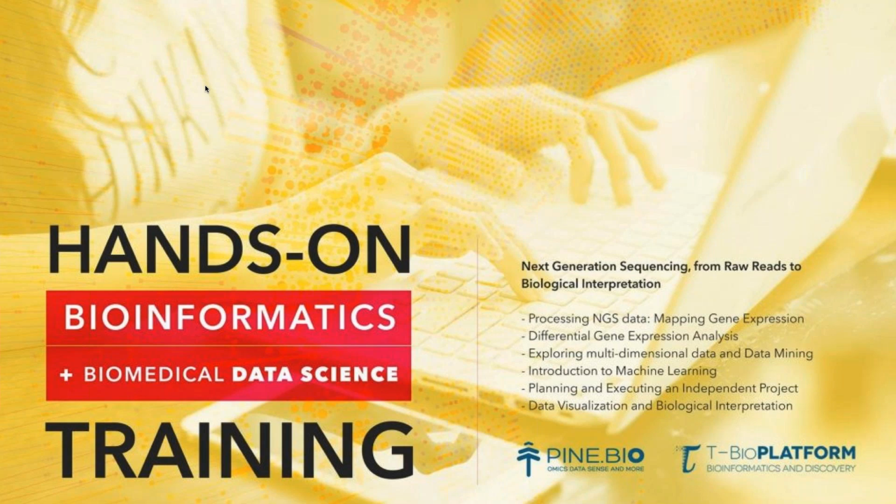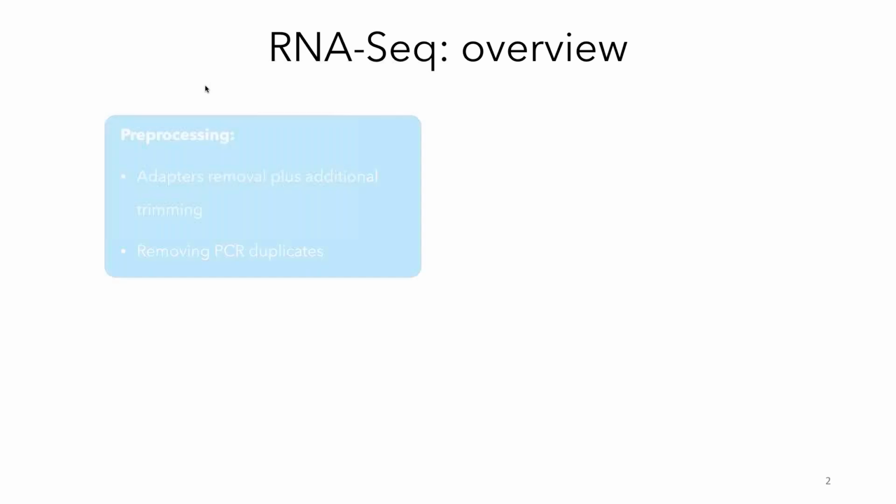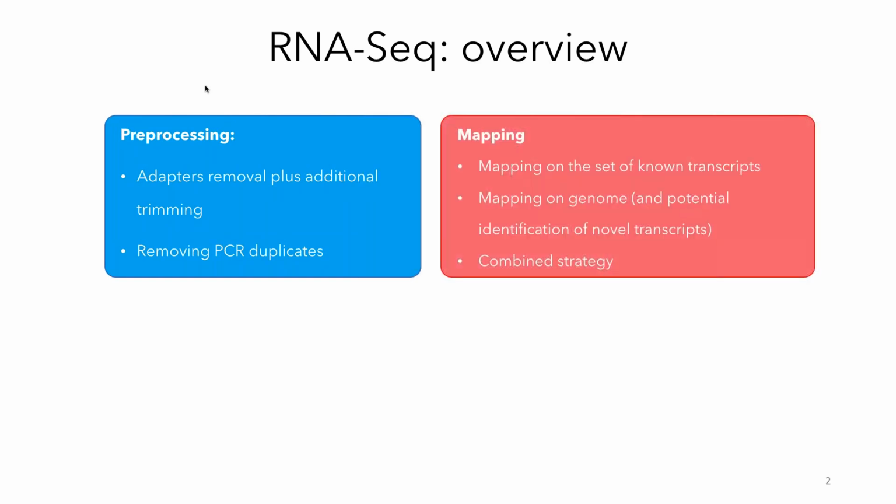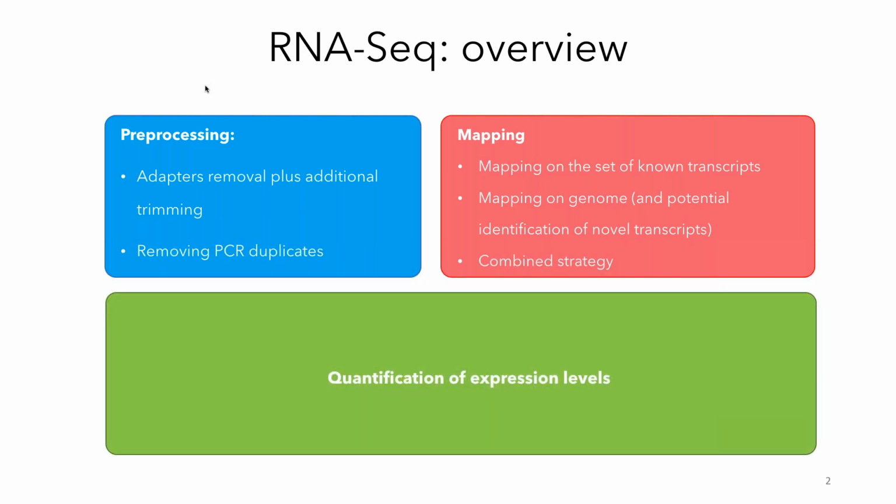Now, let's do a quick review of RNA-seq. As you remember, we talked about the significance of pre-processing, how we remove adapters and remove PCR duplicates. And then we talked about the mapping, different strategies for mapping, including mapping on known transcripts with Bowtie2, mapping on genome with TopHat and HISAT. And then we talked about a combined strategy where we incorporate known transcripts and newly discovered sequences that are being expressed. And then we finalized that with quantification methods, when we looked at different ways we can quantify the level of expression and count the reads that are mapped to a specific area.